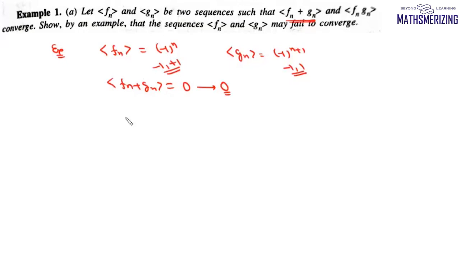Now considering the same example, if we take fn into gn, it will be minus 1 to the power 2n plus 1, which is simply minus 1. Now again it is a constant sequence. Now this constant sequence again converges to minus 1, whereas both fn and gn fail to converge. So this is one such example.